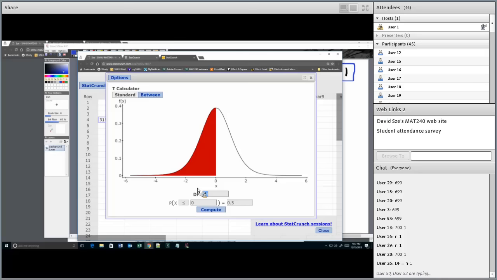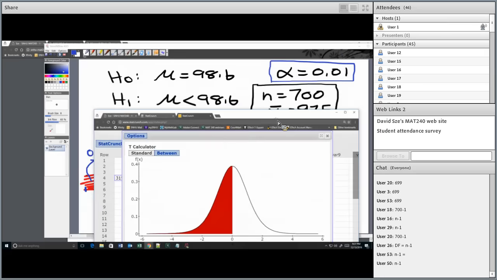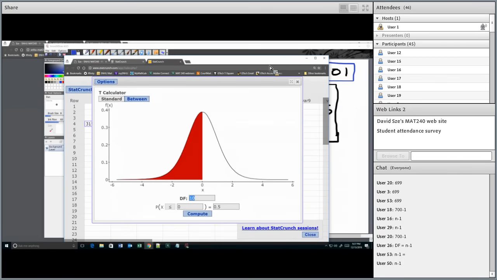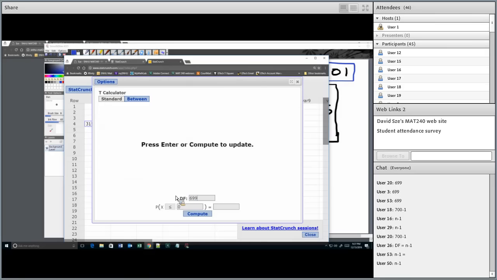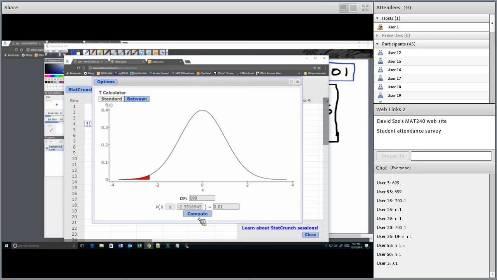Yes, so it's N minus 1. So DF equals N minus 1. N is given as 700. So 700 minus 1 is 699. So I'm going to put 699 here. This should be pointing to the same direction as the alternative hypothesis, so it's to the left. And I am given the alpha. Alpha is 0.01. So I'm going to put 0.01 here and hit compute. Okay. And the answer is going to show here.